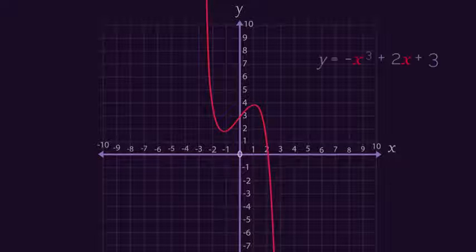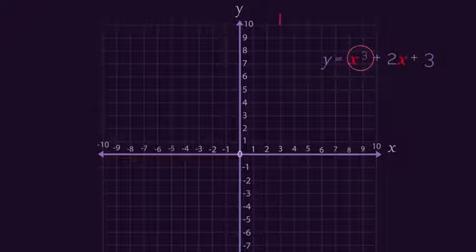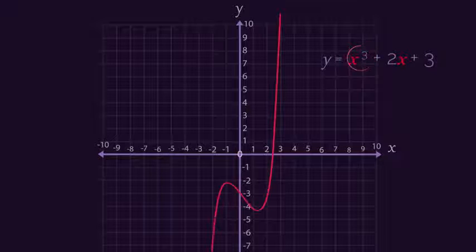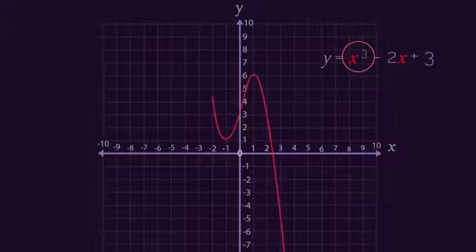So when you see the x cubed as the highest power, you know that it's going to be a cubic function. And if it's a positive x cubed, it will look like this. And if it's a negative x cubed, it will look like this.